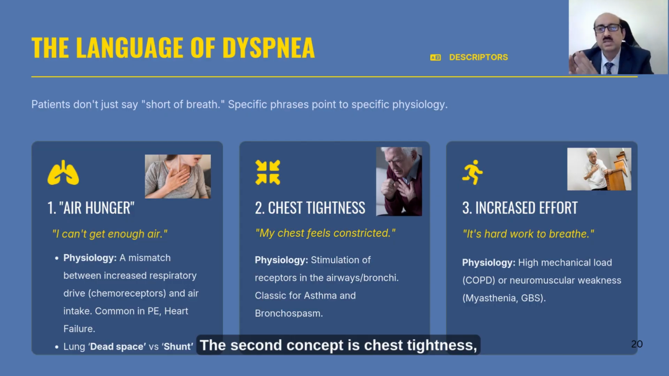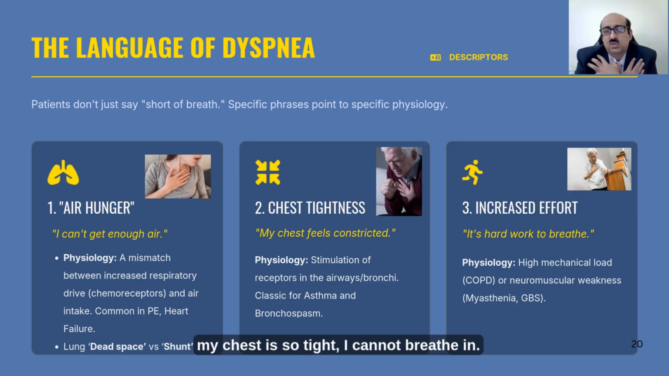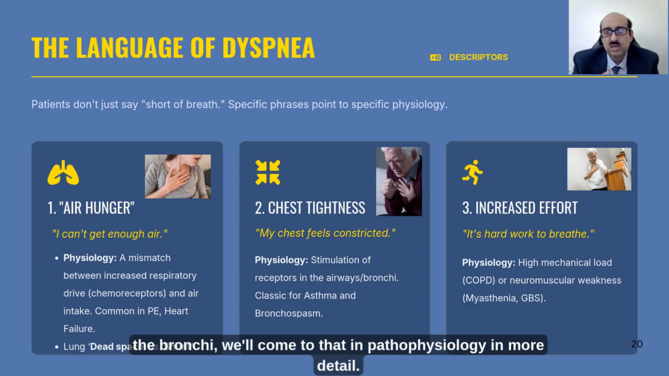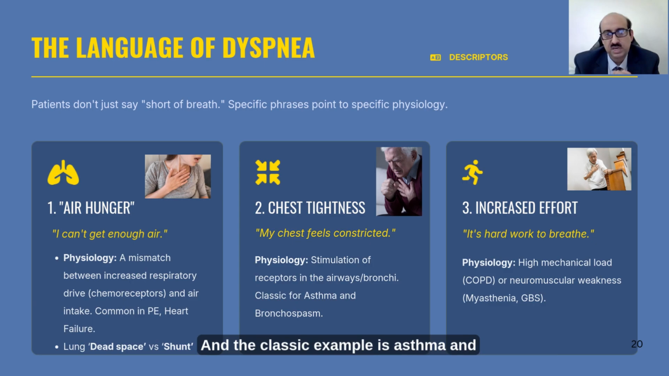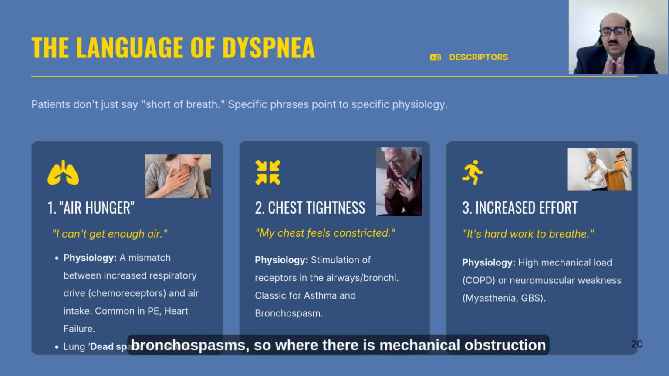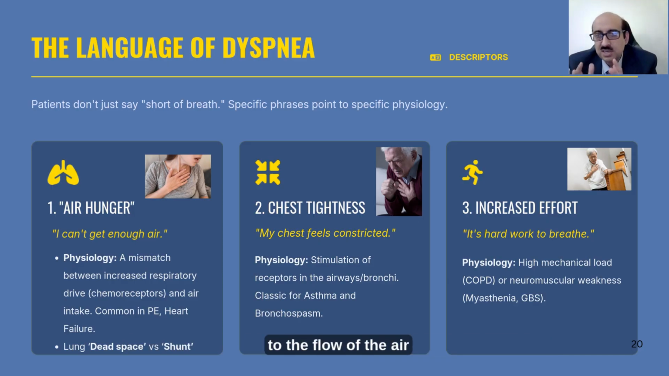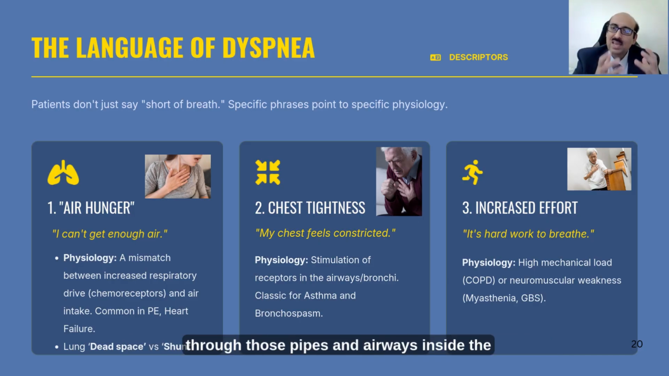The second concept is chest tightness, which means the patient will say, my chest is so tight, I cannot breathe in. So the physiology here is the receptors in the alveoli, the airway, the bronchi. We'll come to that in pathophysiology in more detail. And the classic example is asthma and bronchospasm, where there is mechanical obstruction to the flow of the air through those pipes and airways inside the lungs. So that leads to the chest tightness.